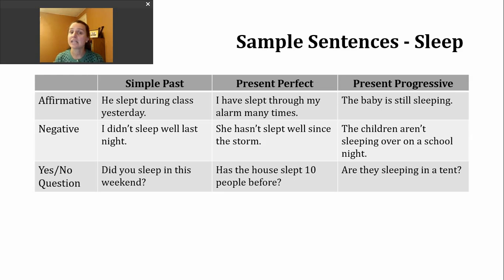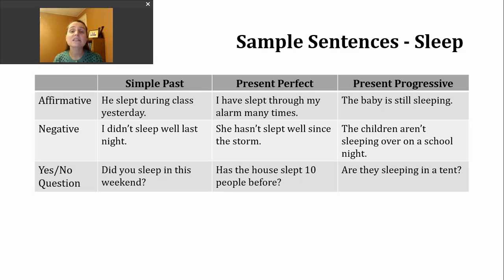If you want to make a yes or no question in the simple past, we're going to start with did, then we'll have our subject, and then the base verb. Here's an example. Did you sleep in this weekend? Next, let's take a look at present perfect.